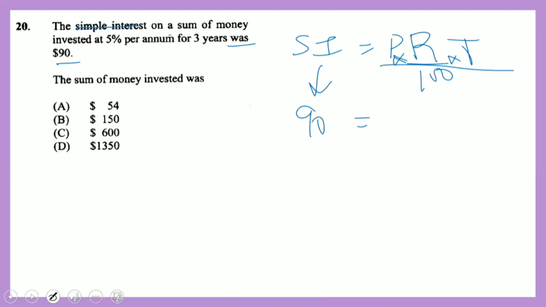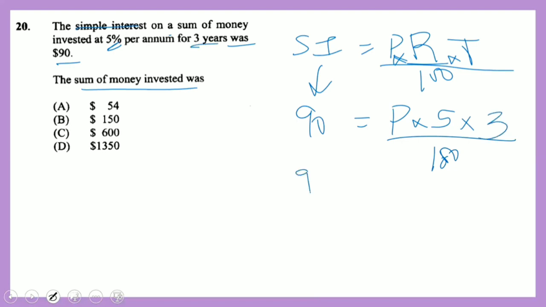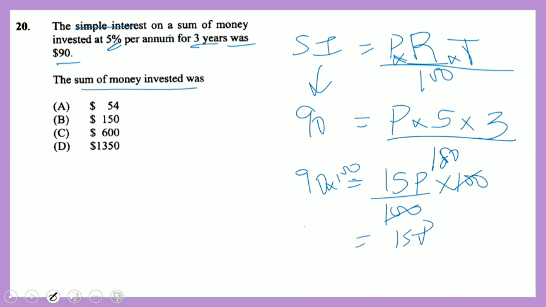So put 90 here for the simple interest. We don't know the sum of money, so we put the letter P for principal. The rate's 5%, and time is going to be 3 years. So we have 90 equals 15p over 100. Multiplying both sides by 100, we get 15p equals 9,000. We want p, so we divide by 15. And p is going to be $600.